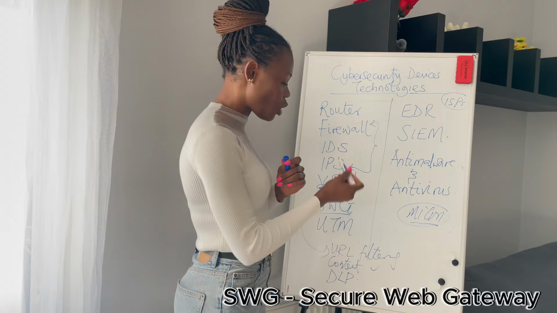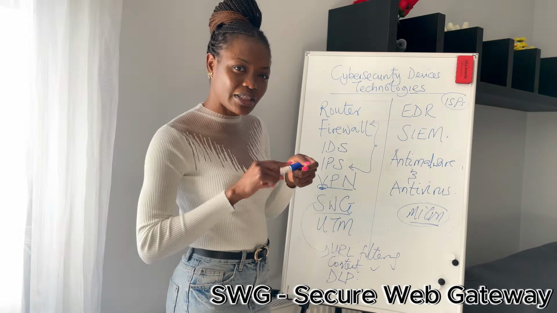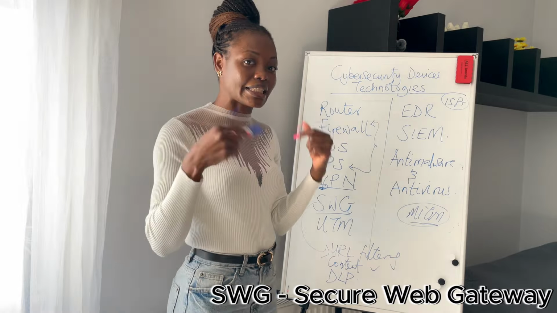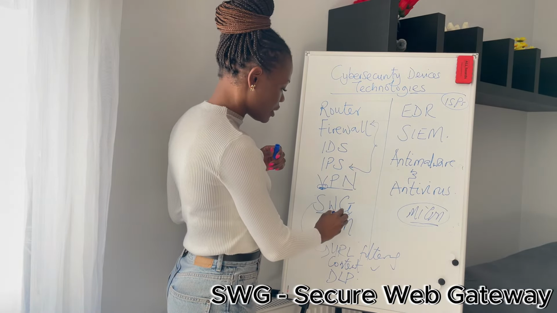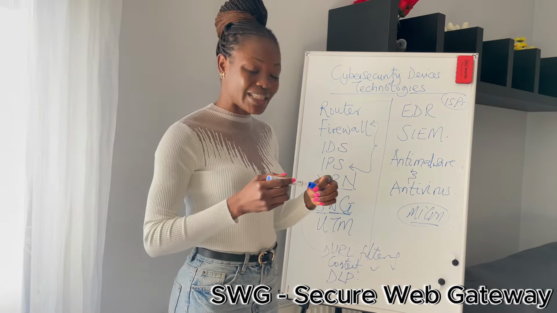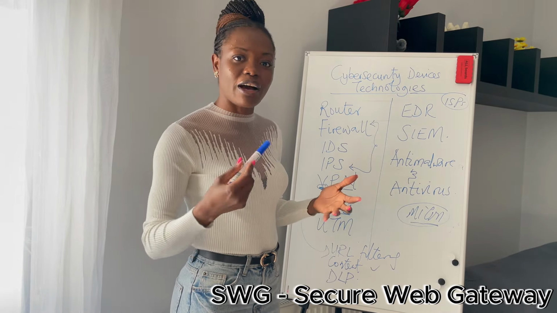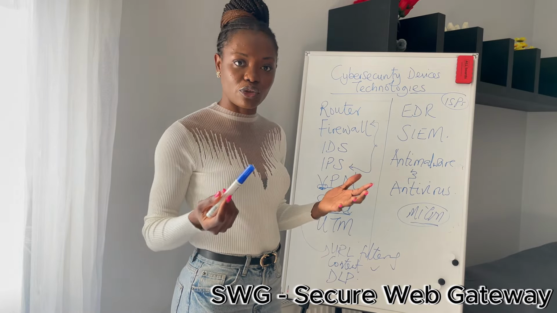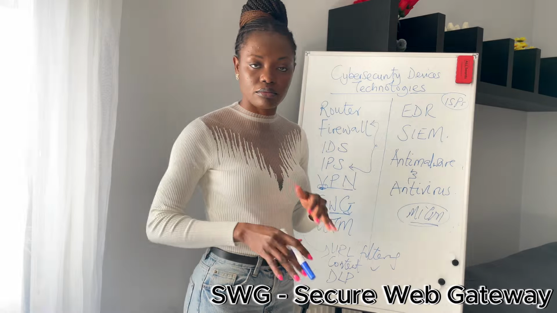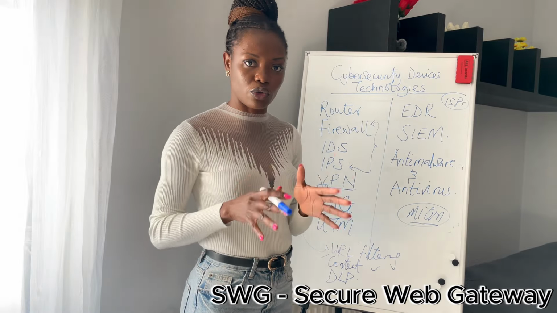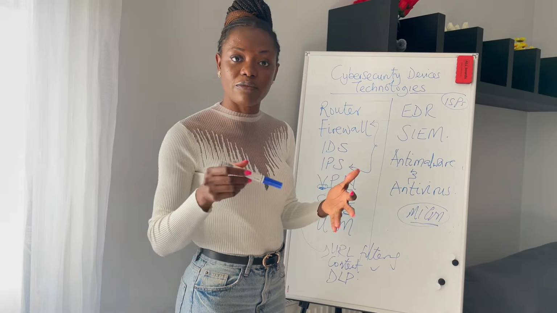SWG is secure web gateway. I would explain this because I'm sure many of us have seen it before, you're just not sure that it's a concept in cybersecurity. So it's secure web gateway. And what does it do? It protects online users by monitoring and filtering web applications. Everything about SWG is that it works with the web, your browsing history, whatever you're doing online, and it protects you. It monitors it, it filters it.